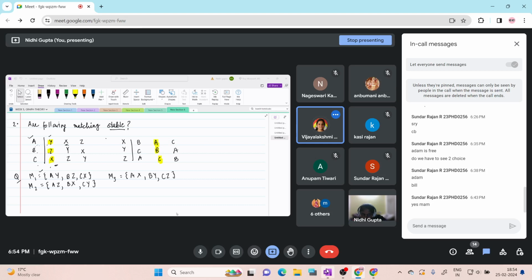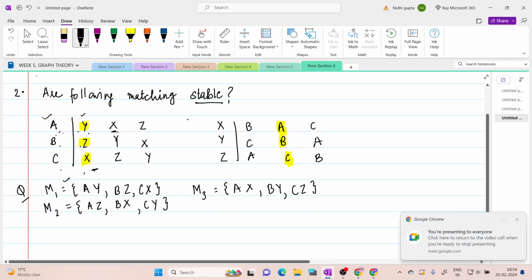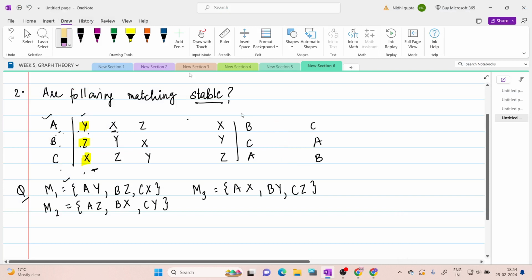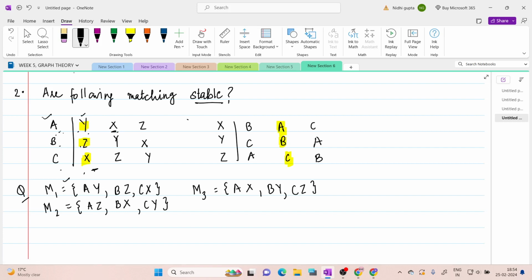So there's this: A prefers Y, B prefers Z. Now Y is getting A. So you are saying AX is a blocking pair. Why is it not a blocking pair then?